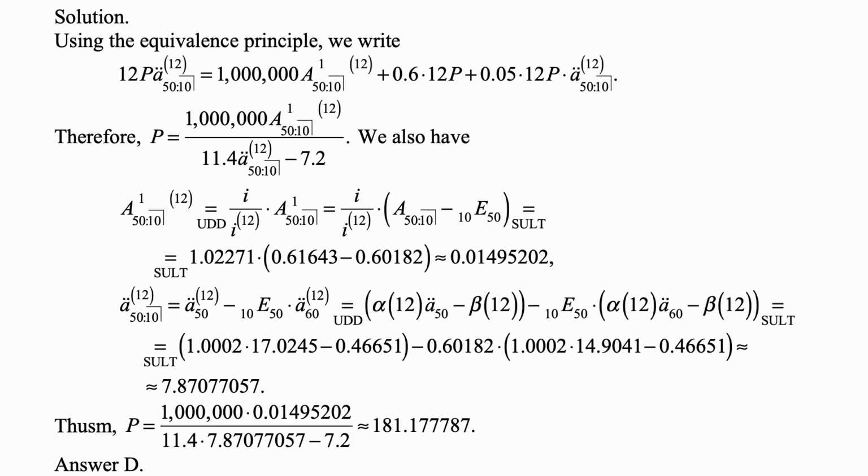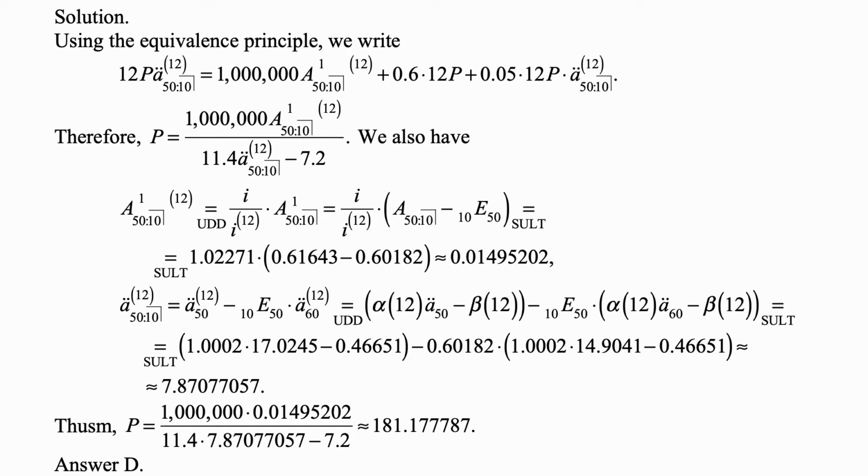And here's the solution. Using the equivalence principle, we write 12p, where p is the monthly premium, so 12p is the annual rate of premium, times ä_{50:10}^{(12)}, upper 12 for 12 months, so premium payable monthly, but the annuity is a monthly annuity. It's equal to $1 million of the benefit, which is for a term insurance for 10 years, but payable at the end of the month of death. That's why this upper 12 is up there.